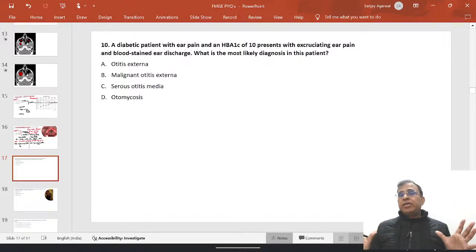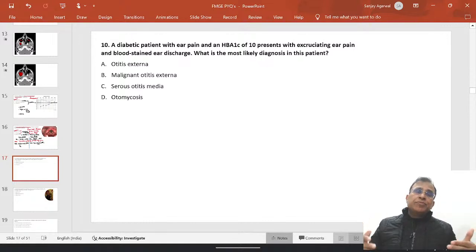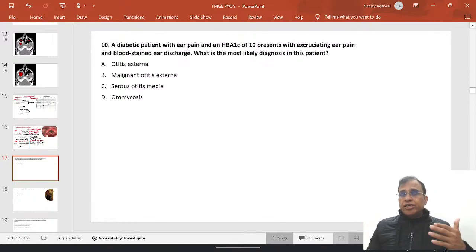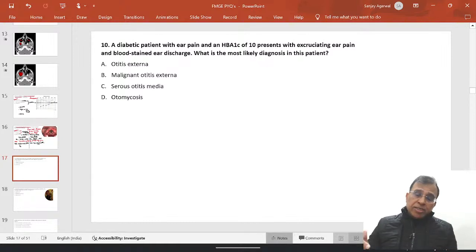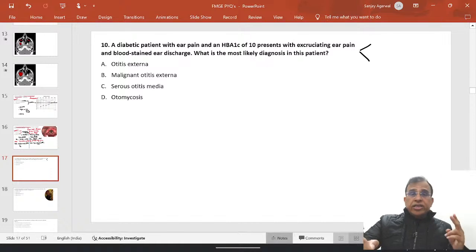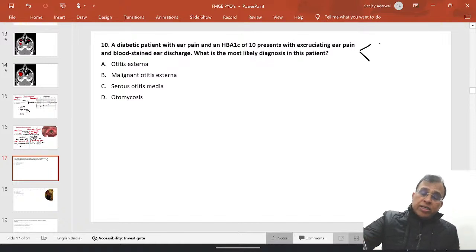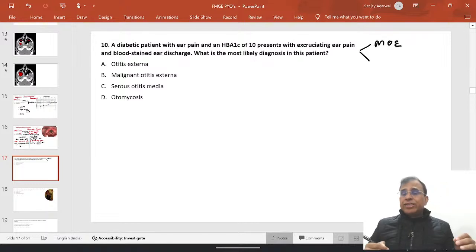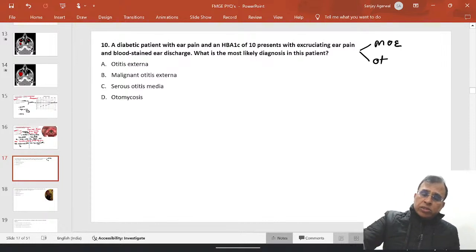We all know if the person is diabetic, the immunity of the patient is compromised, and the opportunistic pathogens try to infect this area. So in this case, because it's ear pain, it must be an ear infection. That's very logical. Now in diabetes, there are two very common ear infections. One is malignant otitis externa, which is typically seen in diabetics. Also common is otomycosis, which is a fungal infection of the ear.